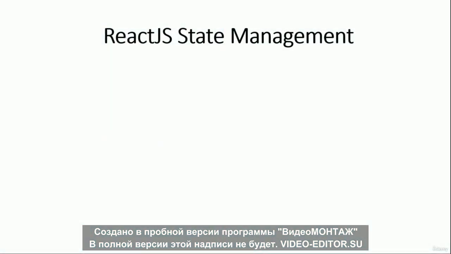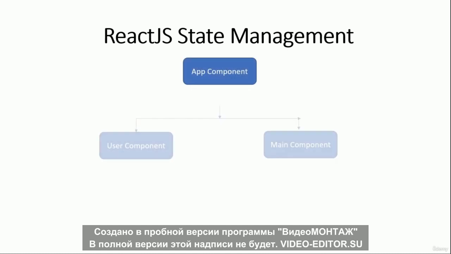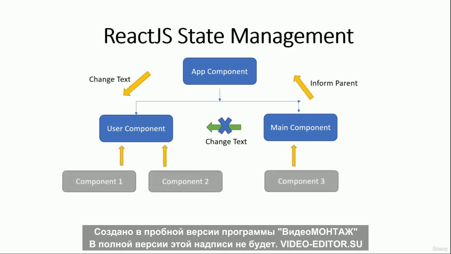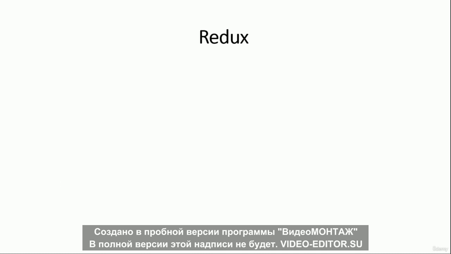First we will understand the core problem of React.js state management. So we have our main app component, then we got our sub component, and if we want to change a text, then we cannot do it directly. Instead I have to inform a parent and change the text there, and if I got an additional component then it will get even more complex. So therefore we have Redux, which has a different approach.